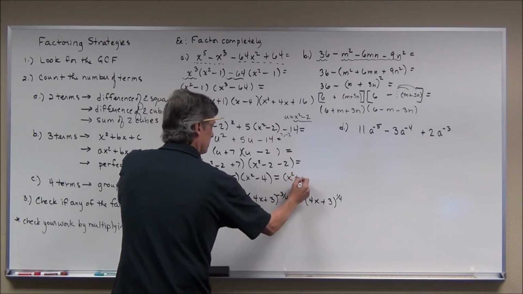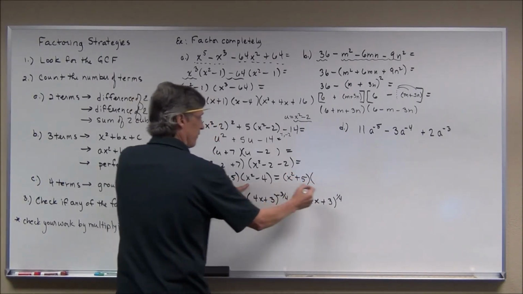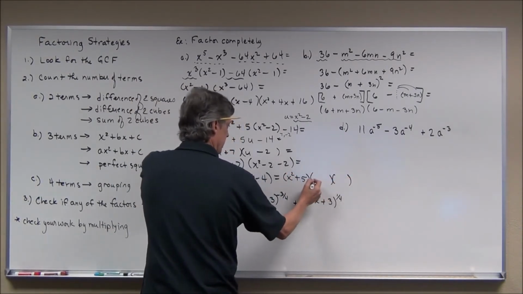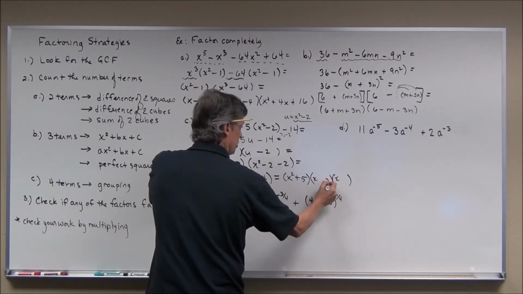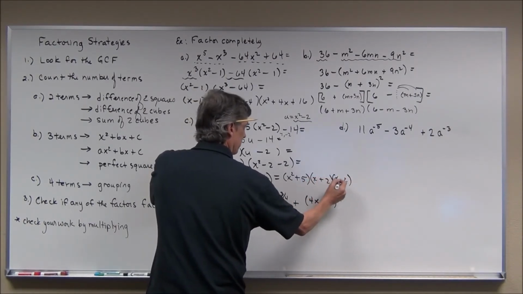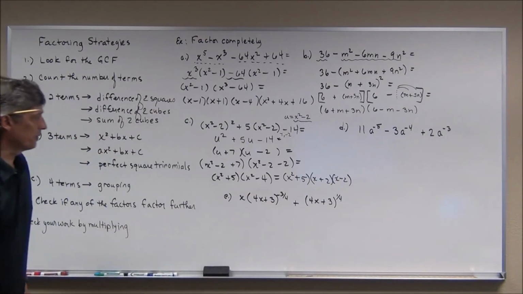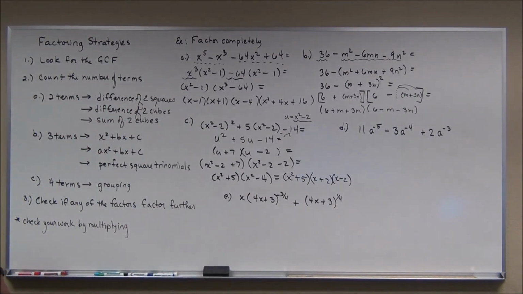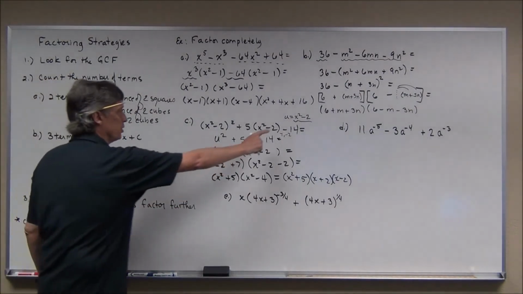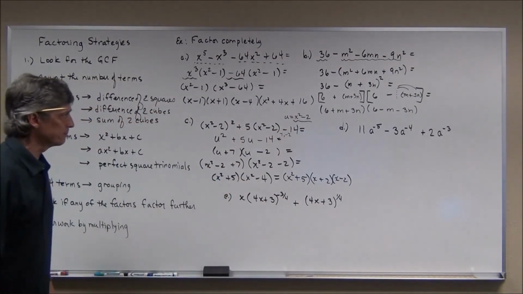This is x squared plus 5. This is going to factor into conjugates. An x and an x, a 2 and a 2. One's a minus, one's a plus. And I go ahead and put that in, and that's my final answer. This is called u substitution. We use this a lot in calculus.